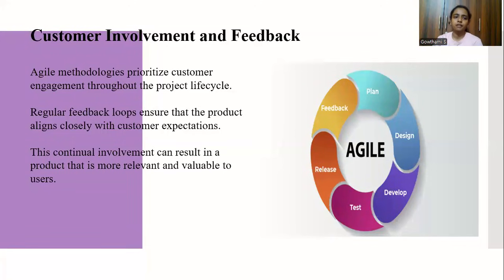Customer involvement and feedback. The main role is played by the customer, who provides feedback after each iteration. Based upon their feedback, their requirements or needs, the changes are done. Agile methodology prioritizes customer engagement throughout the process lifecycle. Regular feedback loops ensure that the product aligns closely with customer expectations. This continual involvement can result in a product that is more relevant and valuable to the user.